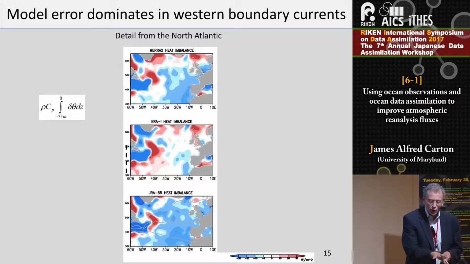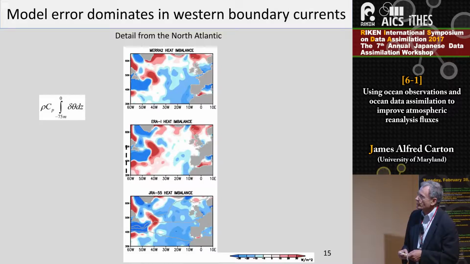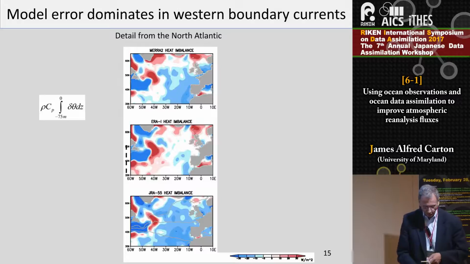And this is just a blow-up of the picture for the 3 different experiments, forced by MERRA-2, forced by ERA, forced by JRA. And here's Newfoundland right here. I think that's Greenland right there, Spain over here. And here's the Gulf Stream right in here. And there's that dipole with the blue and the red down below.